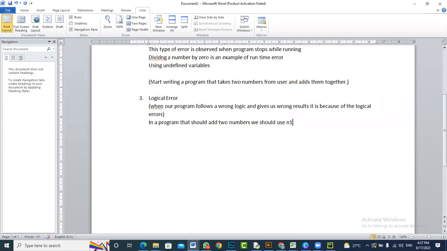number 1 plus number 2. But why doesn't it spell number one, and why does the name have only one letter N? It's basically that I only wanted to write fewer characters. It has got nothing to do with anything. Or if we wrote n1 into n2, all these things would cause logical errors.